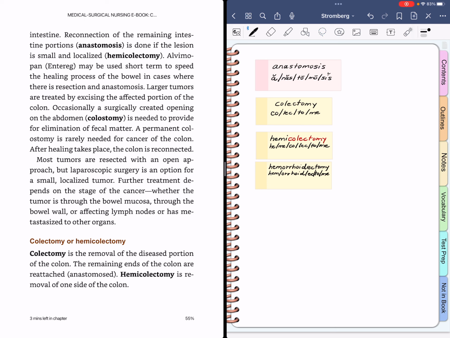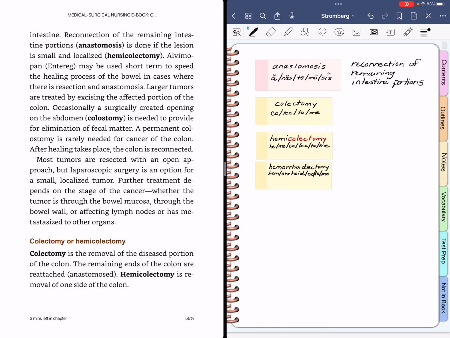So I'm going to go ahead and write that definition up here on paper. So this is in my notebook. Reconnection of remaining tissue or remaining intestine portions. Let's just do that. Take the book's language because the test is based on the book.